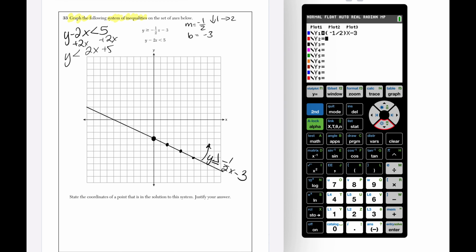2x plus 5. And I could do the same thing again, where my m I know is equal to 2, meaning I'm going to go up 2 over 1, up 2 over 1. And my b is equal to positive 5. So I could just go 1, 2, 3, 4, 5. And starting from here, go up 2 over 1, up 2 over 1. And finish out this line as well.